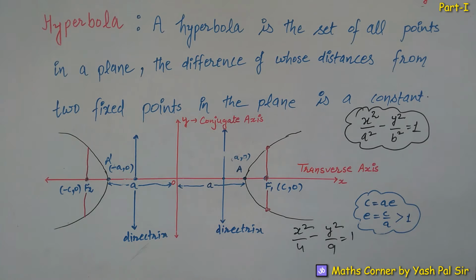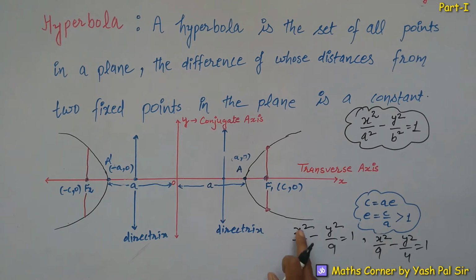What is this? This is the equation of the hyperbola. Even if we write here x square upon 9 minus y square upon 4 is equal to 1, this is also the equation of hyperbola. What is the message here? I am giving these two examples. What message I want to convey here? This is 4, this is 9, this is 9, this is 4.